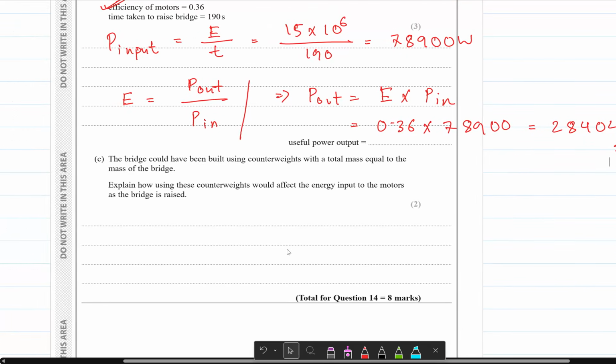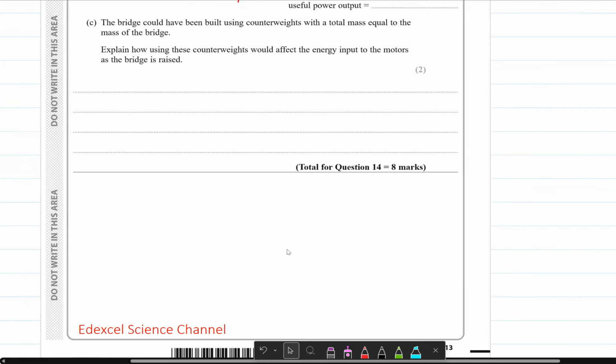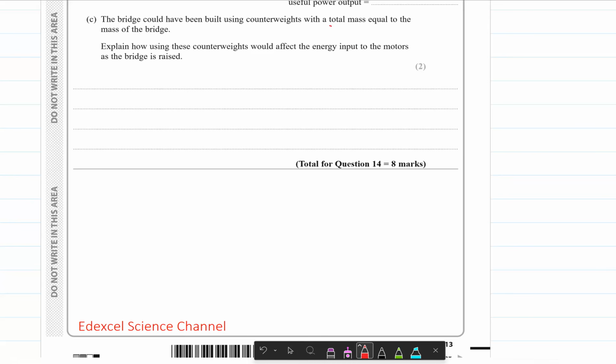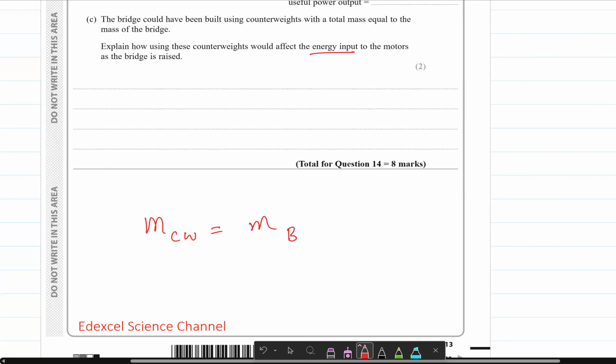Question C. The bridge could have been built using counterweights with a total mass equal to the mass of the bridge. Explain how using these counterweights would affect the energy input to the motors as the bridge is raised. This is a fairly easy question. Since in this instance the mass of the counterweight is equal to the mass of the bridge, the motors would have to do less work.